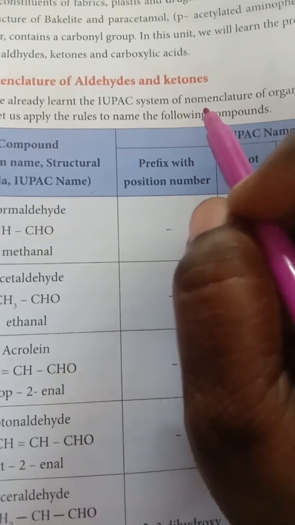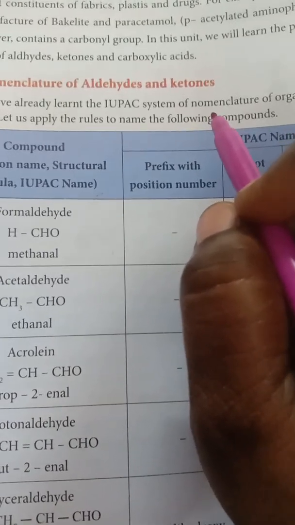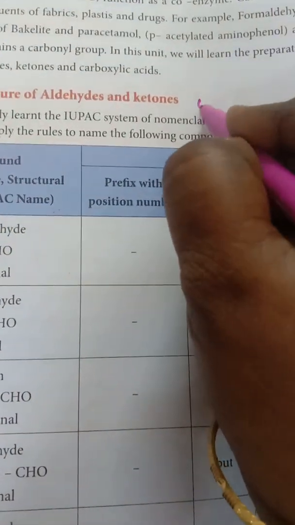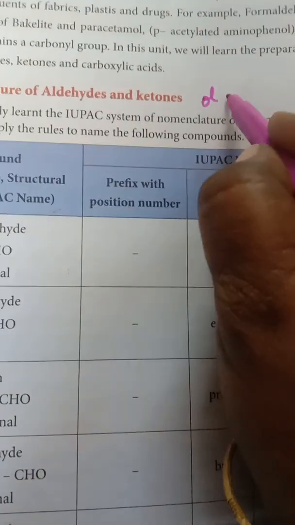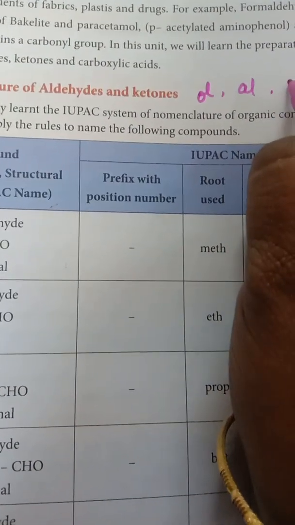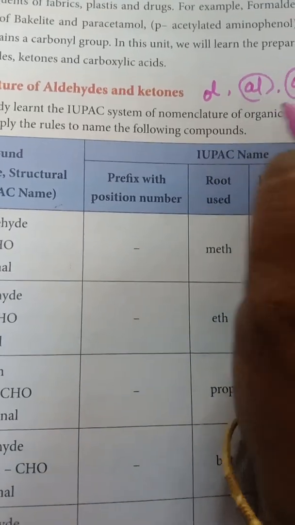How will you name an aldehyde? The same applies here as in alcohol, but in alcohol you use the suffix "ol", right? So here you have to use "al" for aldehyde, and for ketone you have to use "one". So these are the two suffixes you are going to use here.